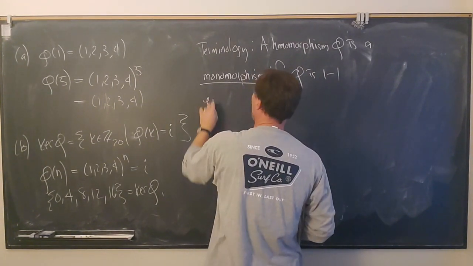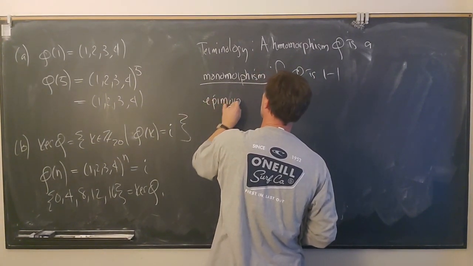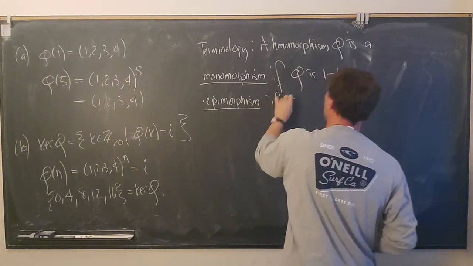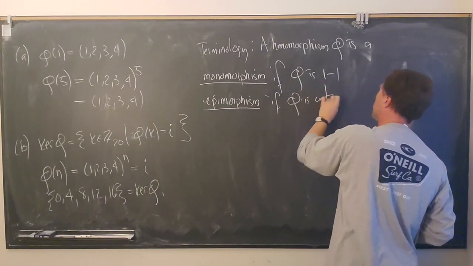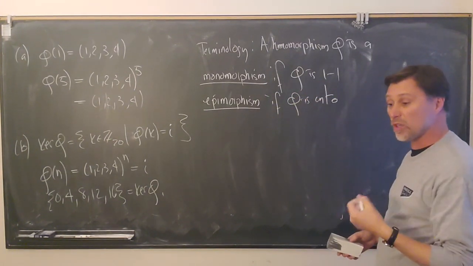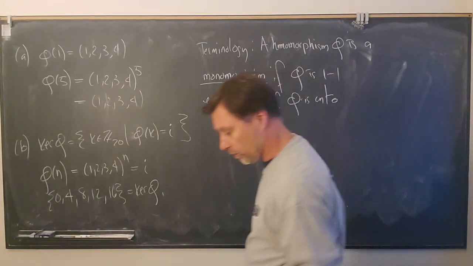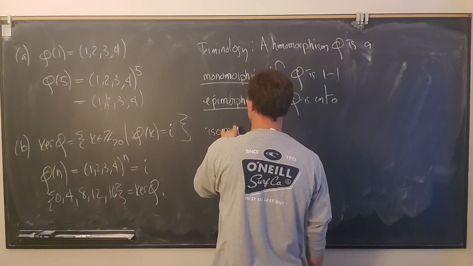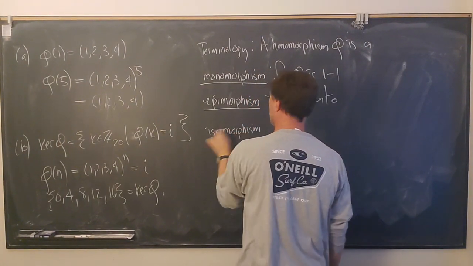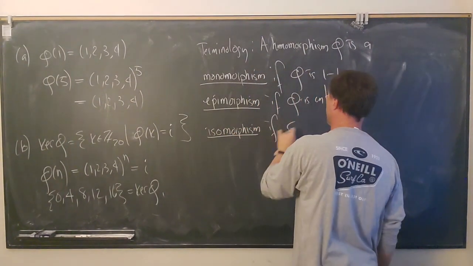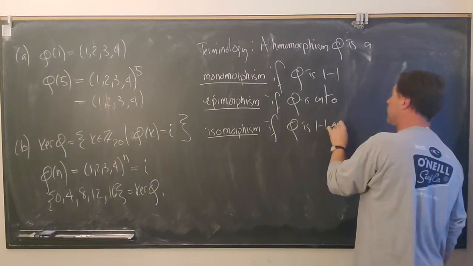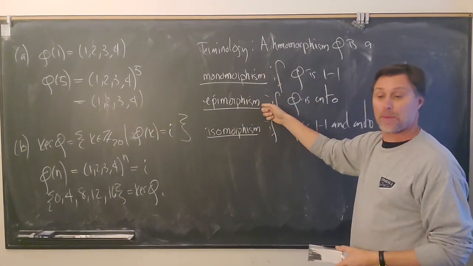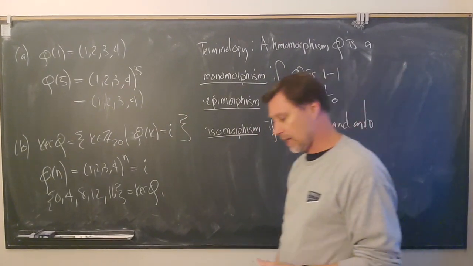It's an epimorphism if phi is onto. All right, so an onto, a surjective homomorphism is called an epimorphism. It is, of course, called an isomorphism. We already know this. It's an isomorphism if phi is 1 to 1 and onto. So if it's both a monomorphism and an epimorphism, then it is an isomorphism.